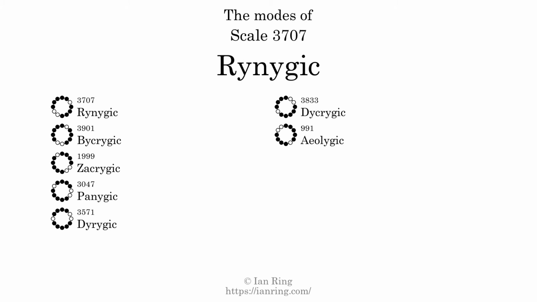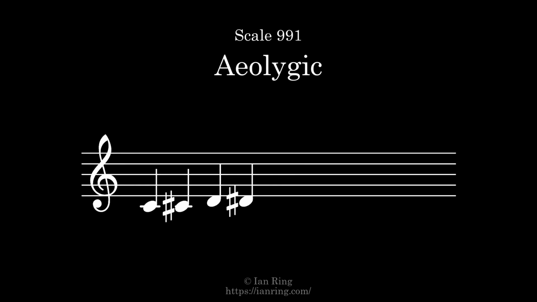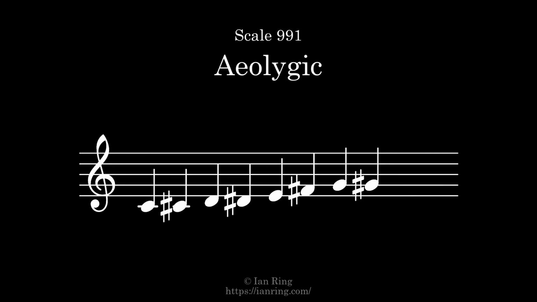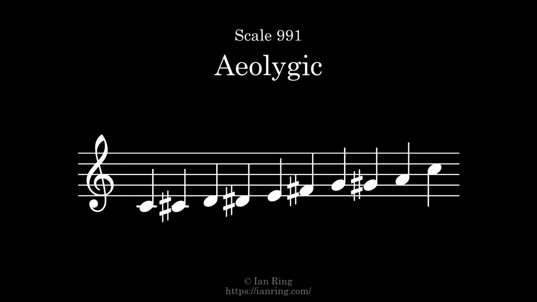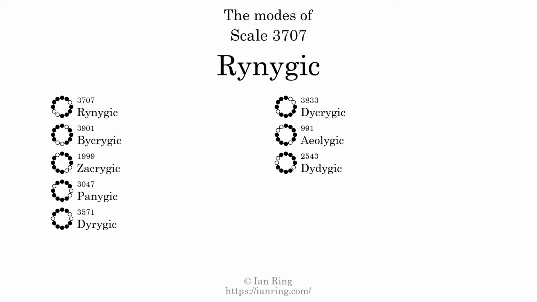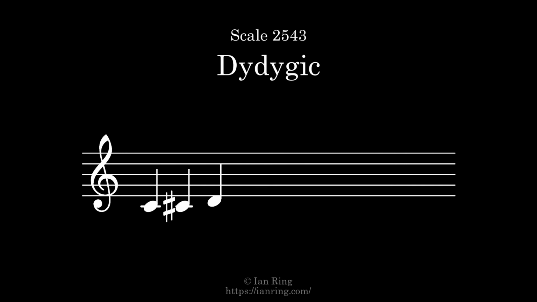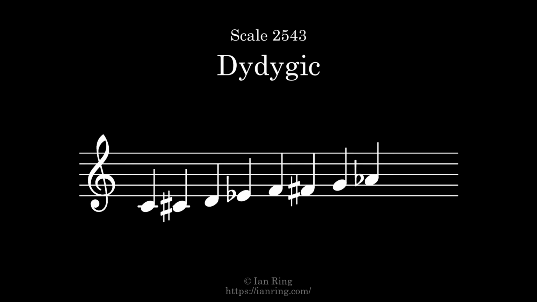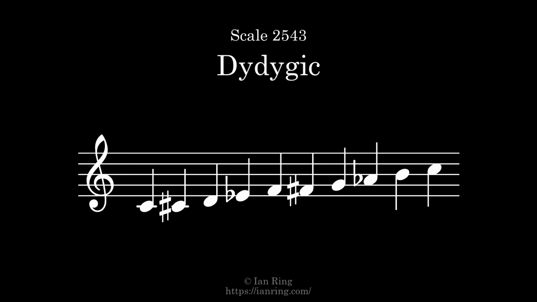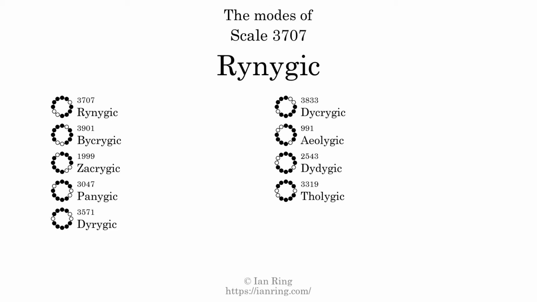The seventh mode is scale 991, also known as Rynygic. It sounds like this. The eighth mode is scale 2543, also known as Rynygic. It sounds like this. The ninth and last mode is scale 3319, also known as Rynygic. It sounds like this.